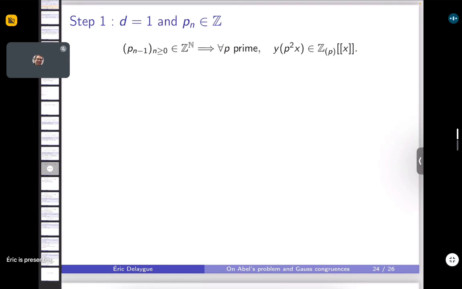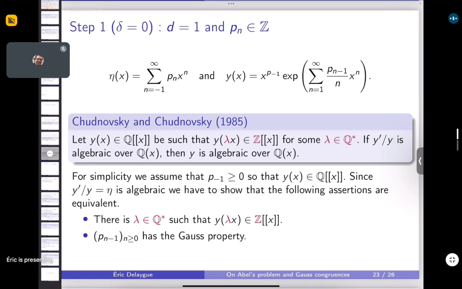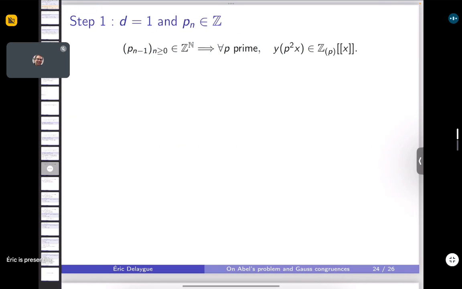And the first observation is that since we know that the coefficients of the sequence Pn are integers, it is easy to prove that for every prime p, if you replace x by p squared times x, it gives you a power series with coefficients whose denominator is not divisible by p. And it really just comes from the formula above of y that you can expand and look at denominators, and you see that in fact p squared is sufficient to cancel the denominators.